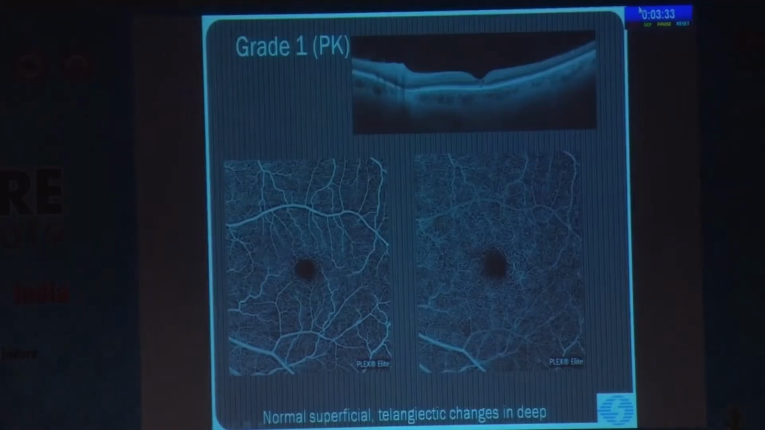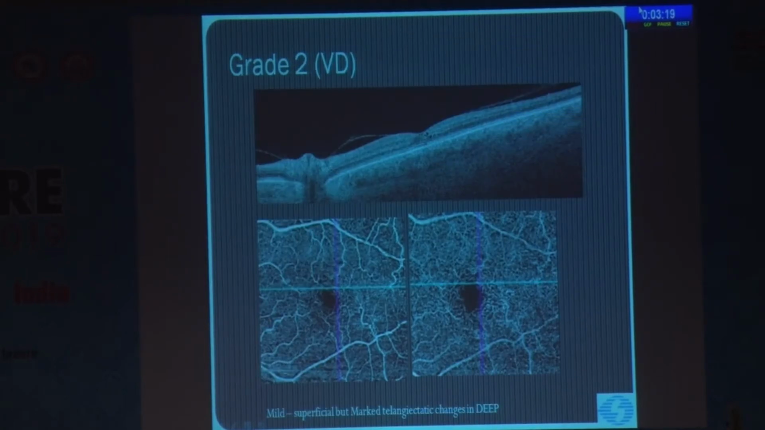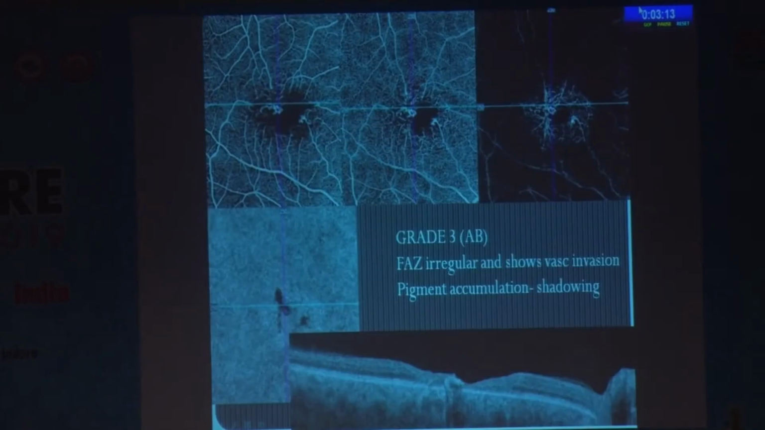Let me go on to showing you the pictures. Here you can see a patient of ours with grade 1, with telangiectatic changes on the temporal aspect in the deep layers, whereas the superficial layer looks almost normal. Here is a grade 2 with mild changes in the superficial layer but marked changes in the deep. Here you have grade 3, where the FAZ is irregular, some vascular invasion is taking place, and pigment accumulation is causing shadowing.